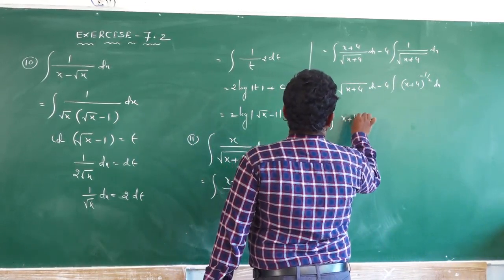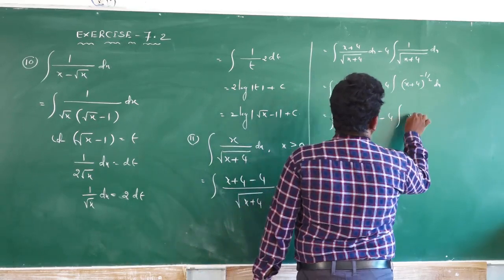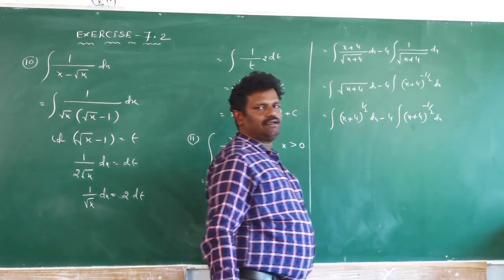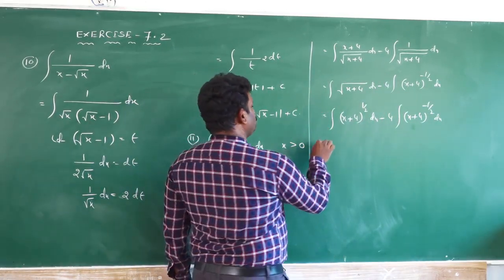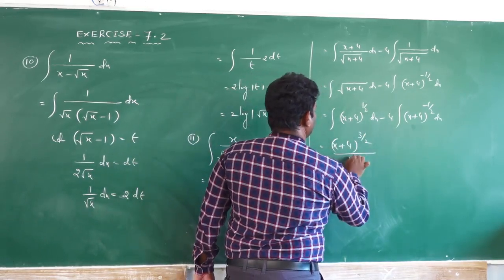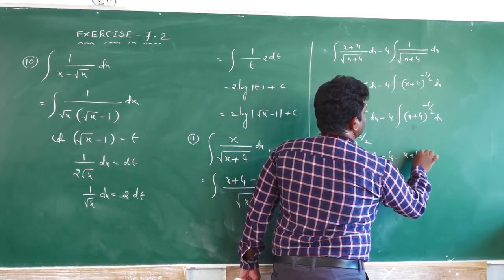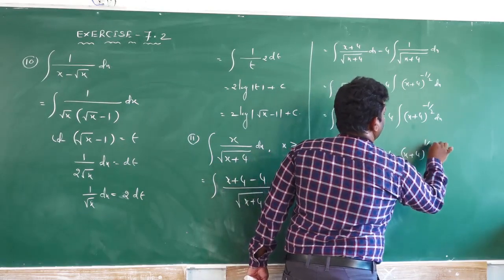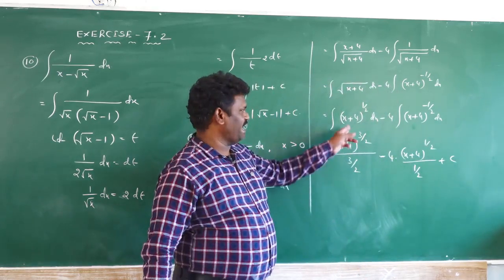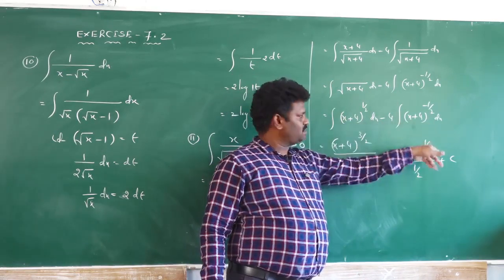Integral of (x plus 4) whole power 1 by 2 dx minus 4 into (x plus 4) whole power minus 1 by 2 dx. Then if you integrate, (x plus 4) whole power 3 by 2 divided by 3 by 2 minus 4 into (x plus 4) whole power 1 by 2 divided by 1 by 2 plus c. Already if you know the x power n formula, n plus 1, that is 1 by 2 plus 1 gives 3 by 2, and minus 1 by 2 plus 1 gives 1 by 2.